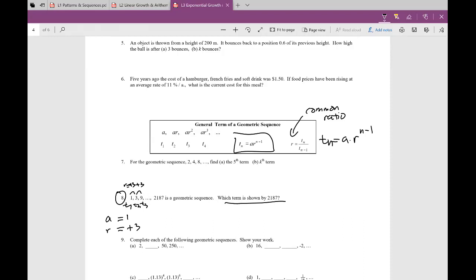How are we going to solve this? Well, Tn is equal to A r to the n minus 1. But we do know that the last term of this sequence is 2187. First term is 1. Common ratio is positive 3. We'll just put 3 to the n minus 1. So some of you are already realizing that the geometric sequence is probably some kind of exponential pattern.